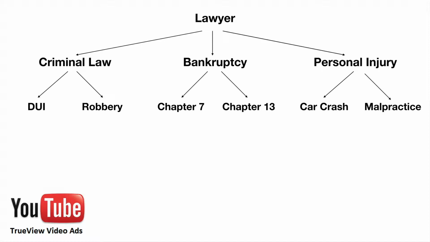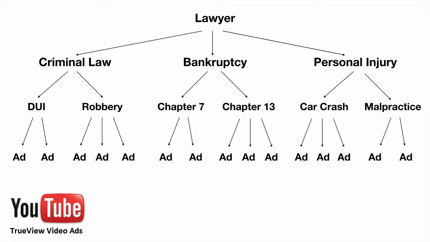Underneath each of these are where your actual individual video ads will be. So under DUI, you might have 2 ads. Under robbery, you might have 3 video ads. Under Chapter 7, you might have another 2 video ads. Under Chapter 13, you might have another 3 video ads. Under car crash, you might have another 3, and under malpractice, another 2 video ads. So your individual campaign areas will have multiple ad groups, and each ad group will have its own videos. That's the basics of how a campaign works.